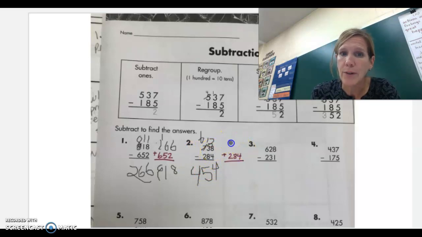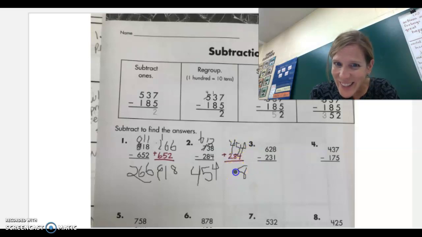So I'm going to do 554 plus 284. 4 plus 4 is 8. 5 plus 8 is 13. 4 plus 2 is 6, plus 1 is 7. 738.